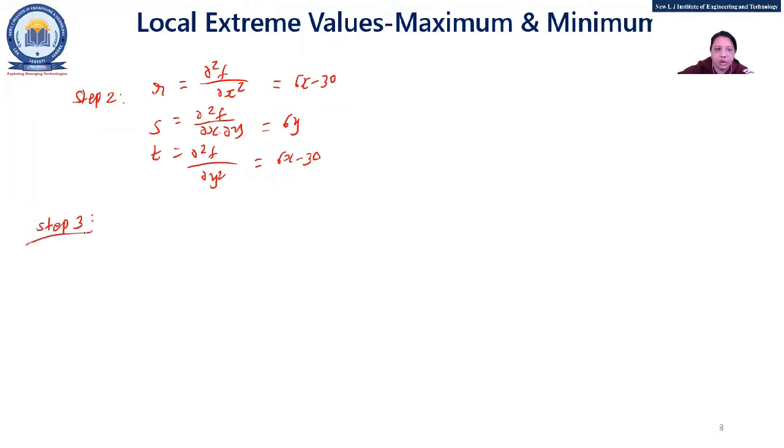Step 3 is what? You have to make a table. Why? Because there are 4 points. So x, y, what is r, what is s, what is t, what is rt minus s square, and what is the conclusion. That means either min or max, right?